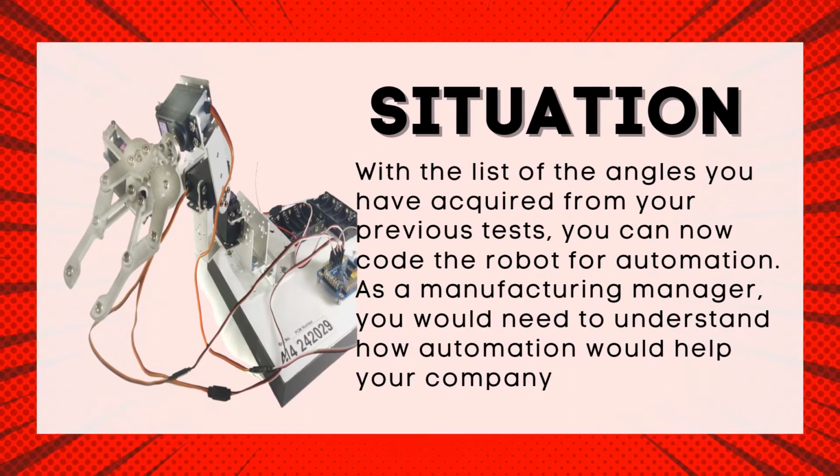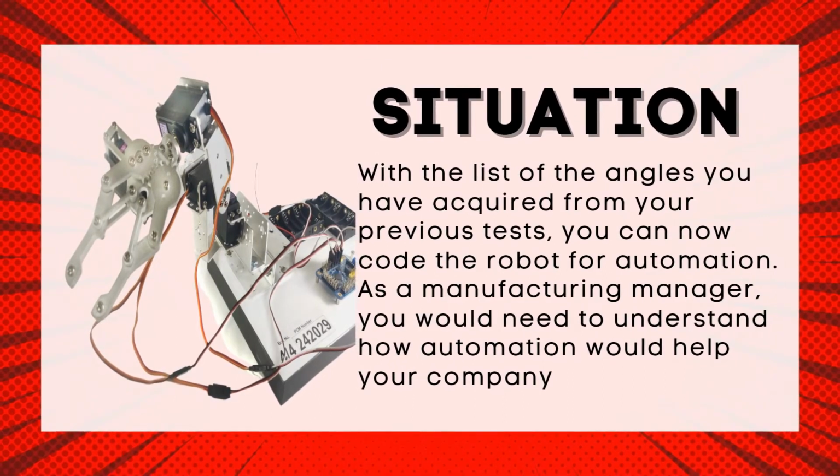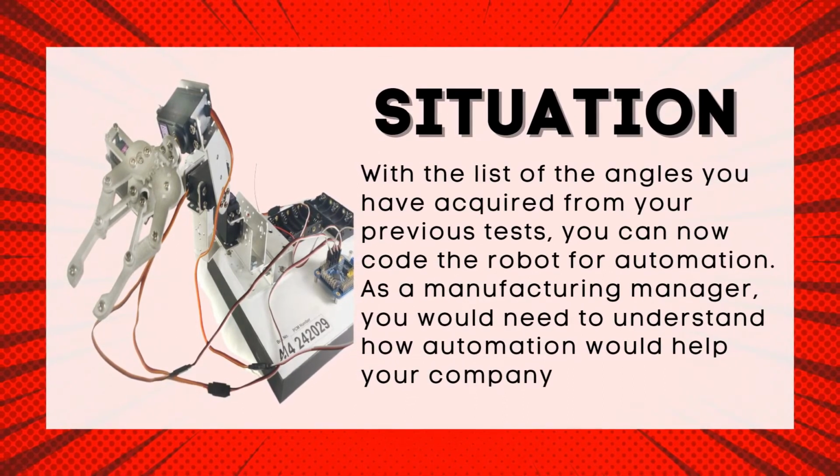For our topic, Automated Robot Arm, let's have first our situation. With the list of the angles you have acquired, or we have discussed from our previous lesson last week, you can now code the robot for automation. As a manufacturing manager, you would need to understand how automation would help your company. So let's proceed with our discussion.